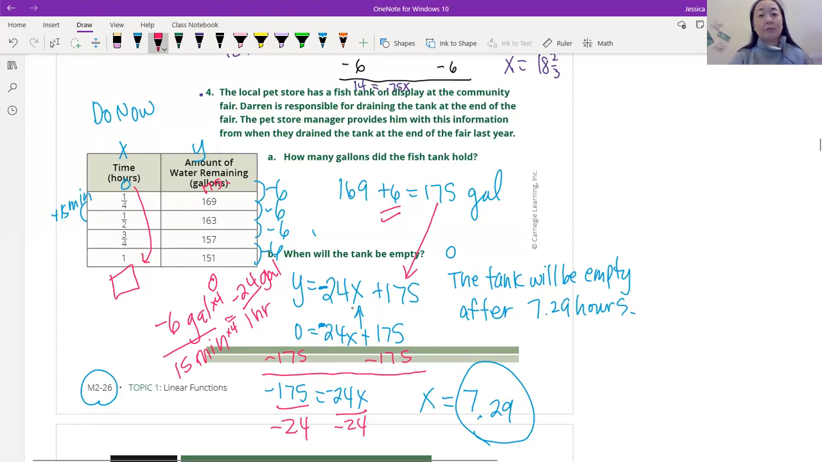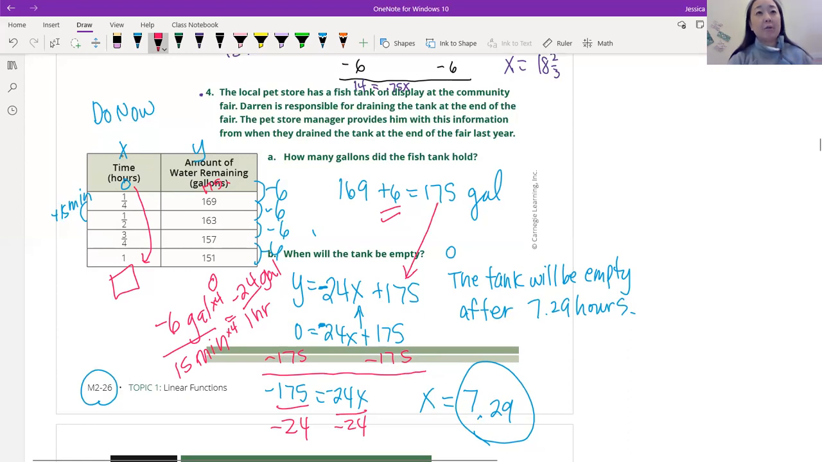Which makes sense, because -24 times what? Times the number of hours. If we're draining for 1 hour, how many gallons is left? Well, -24. 24 gallons were drained out. If it was for 2 hours, then what would it be? 2 times -24, which would be 48. So x represents the time, the number of hours that we're draining this for.